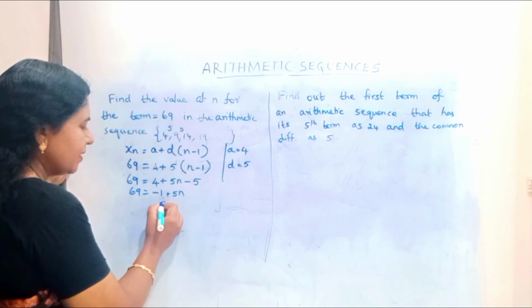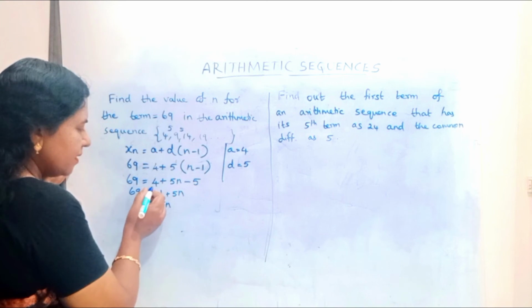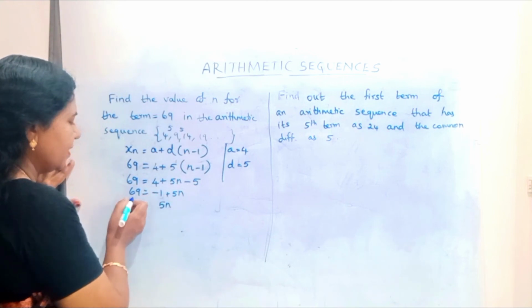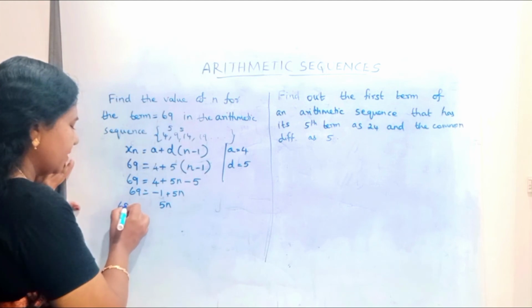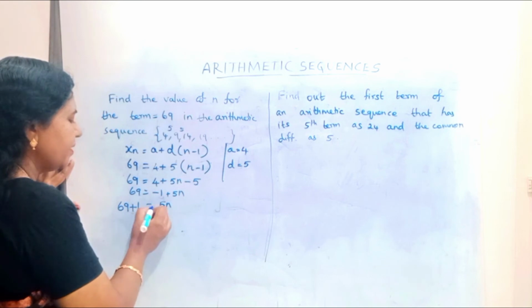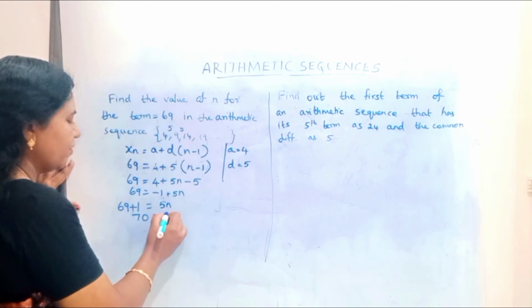So now let us consider this 5n here. Then this minus 1, it is a constant, so that can be taken to the other side along with this constant. So here it becomes 69. This minus 1, when it comes to the other side, it becomes plus 1. So it is equal to 5n. So 69 plus 1, it is 70. 70 is equal to 5n.